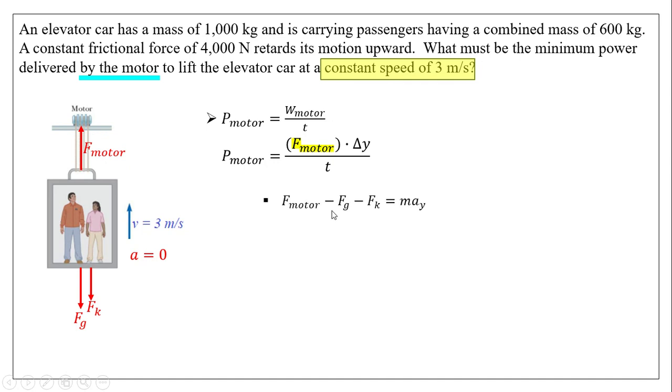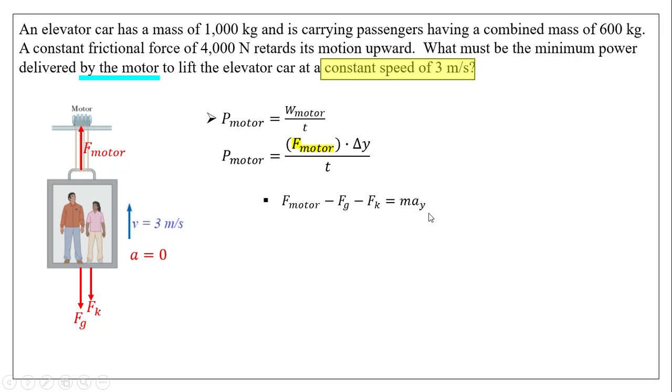So in order to find F motor, I need to set up Newton's second law. I have F of the motor pulling the system upward. Acting against the F of motor pointing upward are these two vectors pointing downward, which are Fg and Fk. So I'll go ahead and subtract them. F motor minus F of G and minus F of K, because both of these are acting against it, and that equals m a_y.